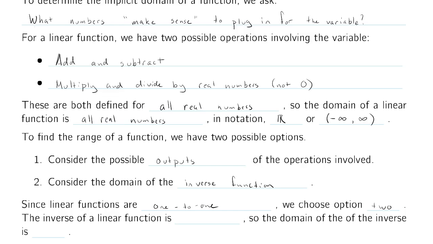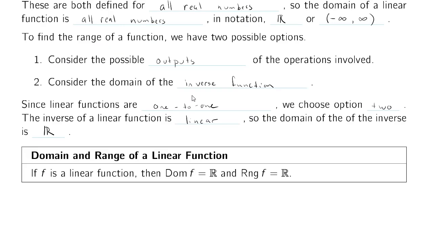We're going to consider the inverse. The inverse of a linear function is itself linear. And so the domain of the inverse is also all real numbers. This tells us that the domain and range of any linear function is all real numbers. And that's the fact that we have here. If f is a linear function, its domain is all real numbers, and its range is all real numbers.